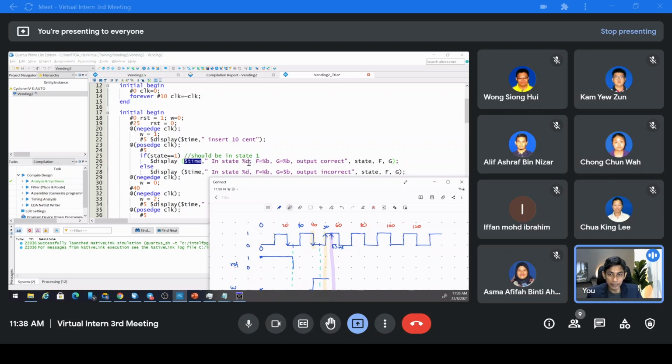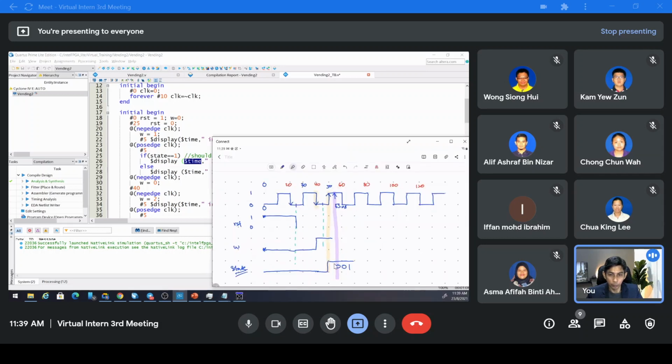So the first one is %d in decimal, and you show the state. This is automatically assigned by the software. So if the state is 001, it will show 001. If the state is 010, it will show 010, right? Then the next ones are in binary, and we show output correct. So if the condition is true, it will check whether the state equals 1 or not in this case. If equal to 1, it will display this.